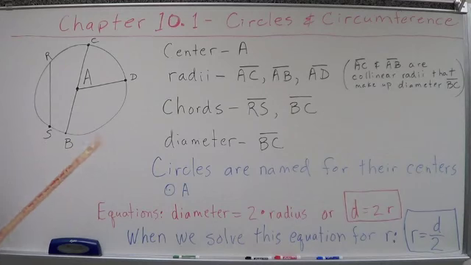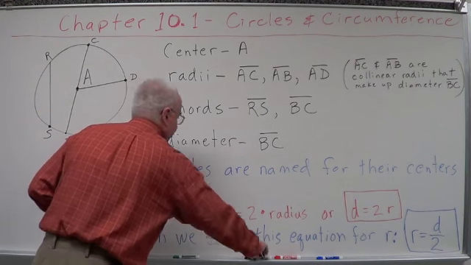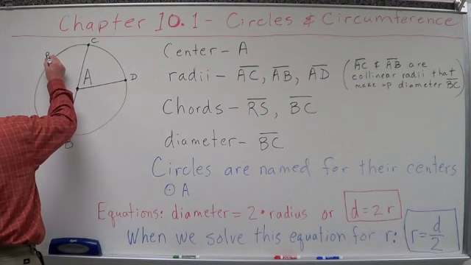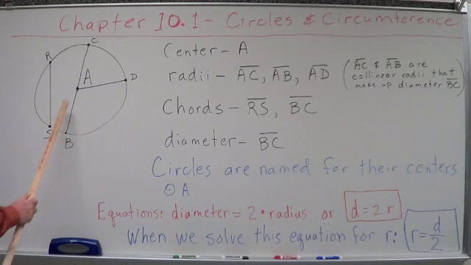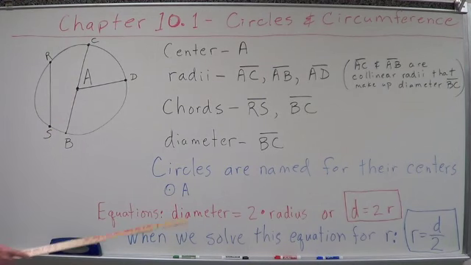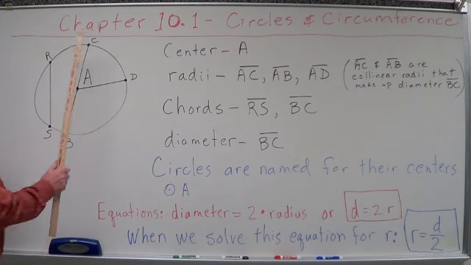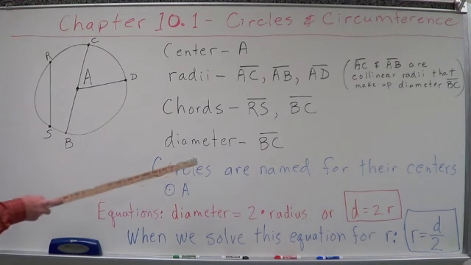Chords are segments with endpoints on the circle. RS has endpoints on the circle, so that's a chord. BC is also a chord. Why? Because it has endpoints on the circle. It is also the diameter. Why? Because it contains the center. Remember, the diameter is a chord that contains the center or goes through the center.